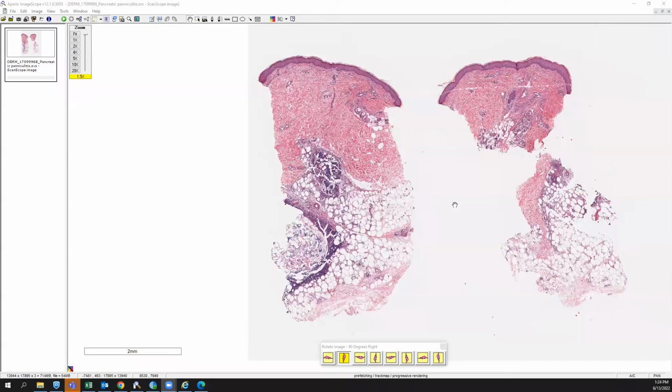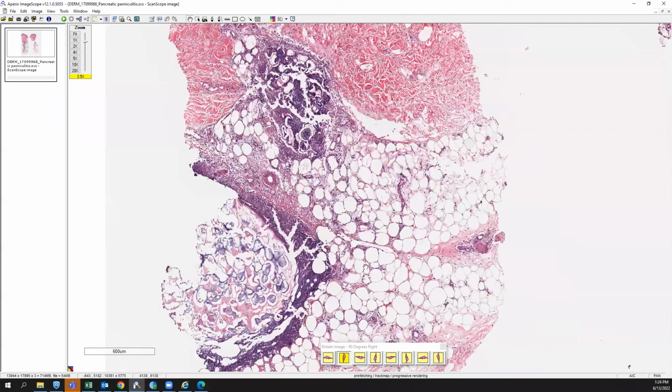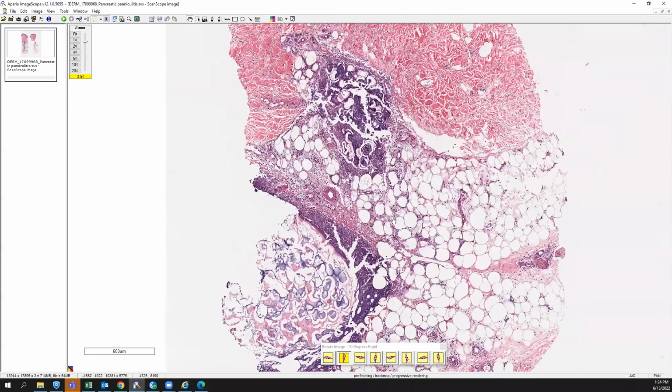Here we have a punch biopsy, and you can see that the inflammatory process, or it appears to be an inflammatory process, is mainly in the bottom half of the specimen. So it looks like it's located in an abundant subcutaneous compartment.